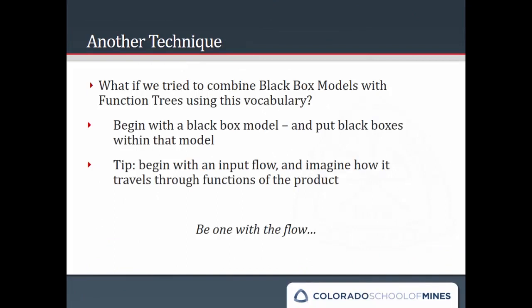Another technique that's possible is that we can combine our black box model concept with our function trees using this particular vocabulary. To do this, we typically begin with the black box model and put black boxes within that particular model. Usually the easiest thing is to begin with an input flow and try to imagine how that travels through the different functions of the product.